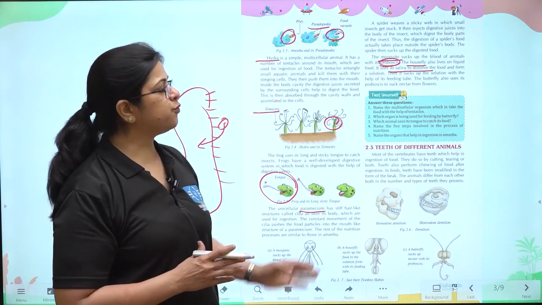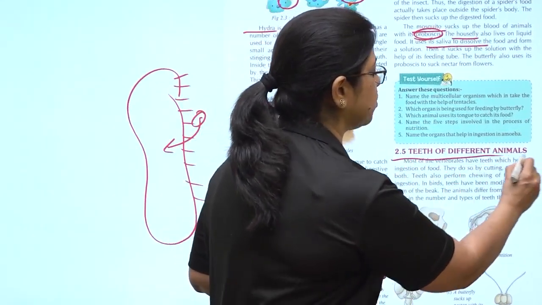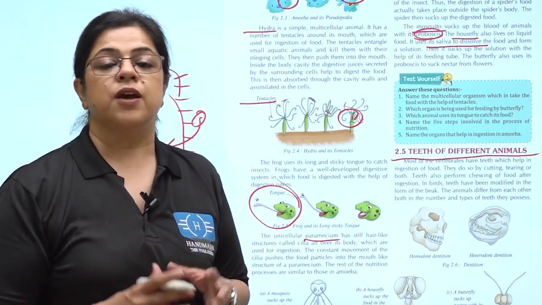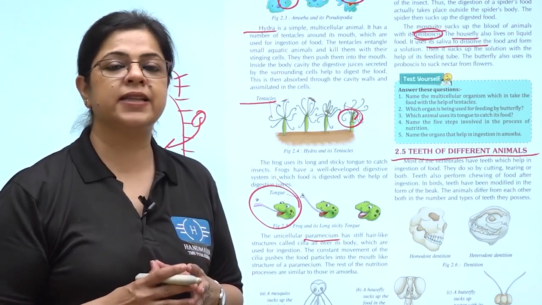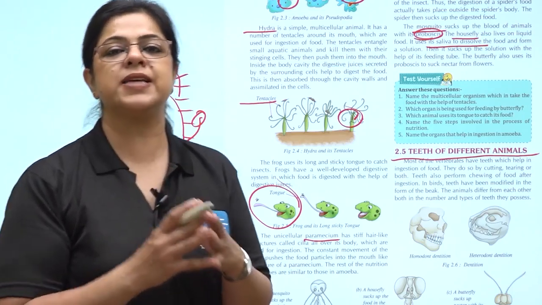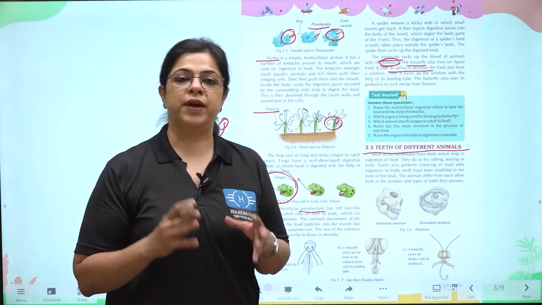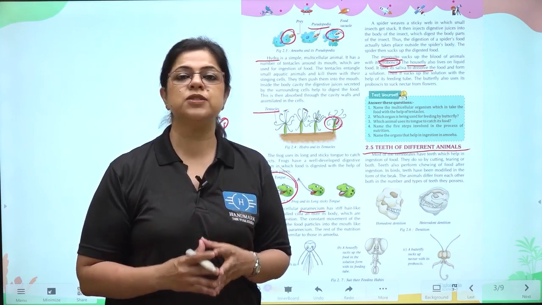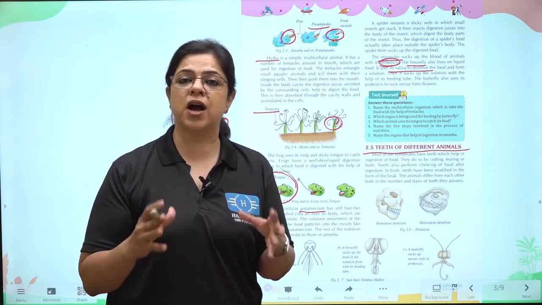Now, based on the food habits of different animals, we will now understand how the teeth in different animals are formed. When we talk about animals who are herbivores, we understand that they feed only on plants and plant products. These animals have got flat teeth. When we talk about carnivores, we understand that carnivores are animals who feed on smaller animals. So carnivores have very sharp teeth.